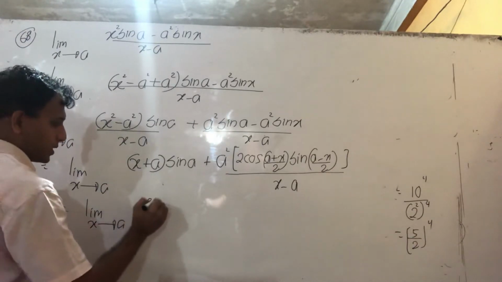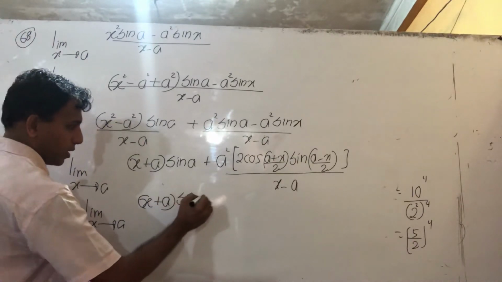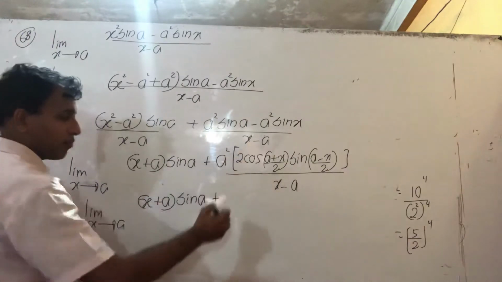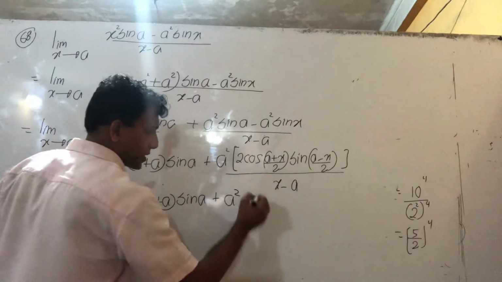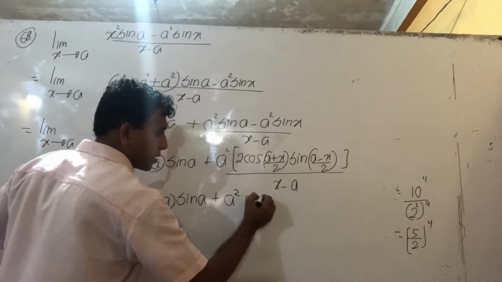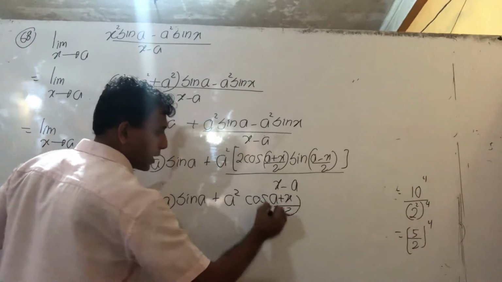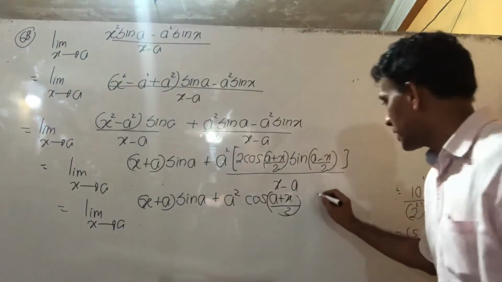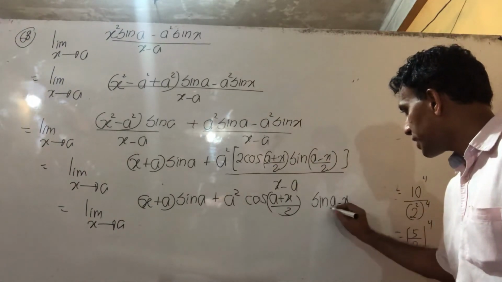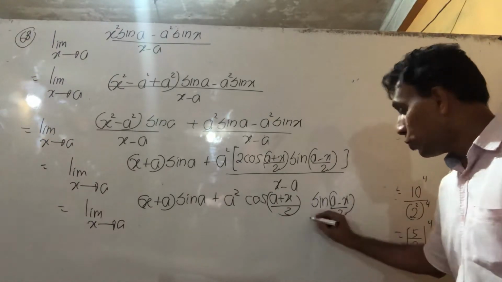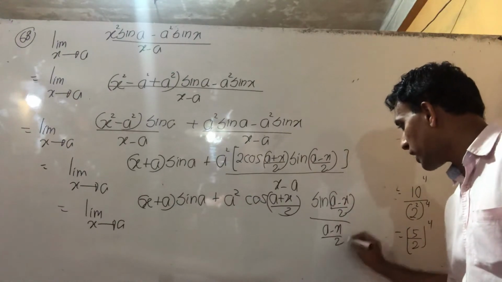Here x plus a into sine a. Here we rearrange the general form, right? A square, or is it 2? Give it cos of a plus x over 2. Okay, here we write this pattern, sine of a minus x over 2. Then you need below what? A minus x by 2. Is it? Check with you.